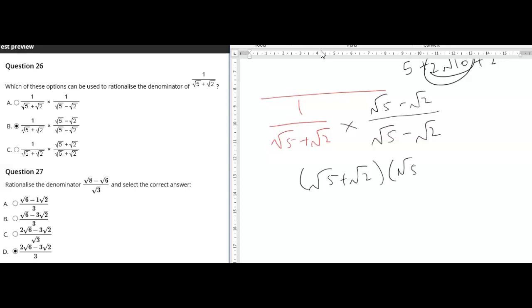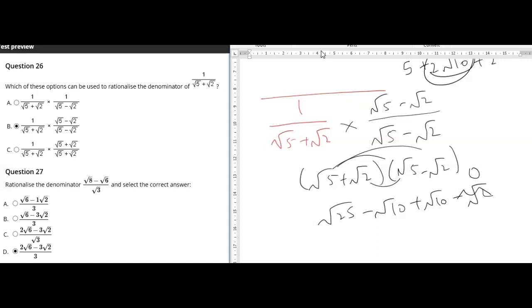I'll just show you because I showed you before: root 5 plus root 2 times root 5 minus root 2. So root 5 times root 5, square root of 25. Root 5 times negative root 2 is negative root 10. Root 2 times root 5 is positive root 10. Oopsies. Okay, so, oh no, we're multiplying. What am I doing? Sorry. Can you tell I am rushing? I don't know why I did that.